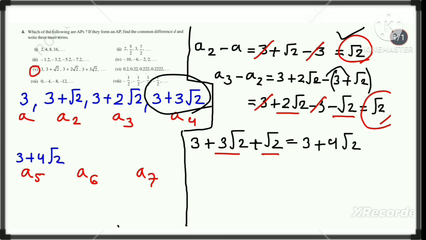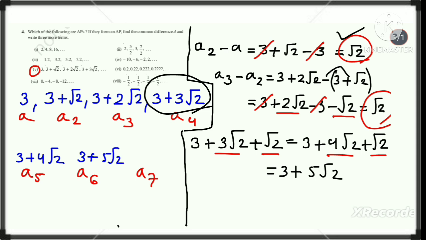Again, if we add the common difference to the fifth term, then we obtain 3 plus, here is 4 root 2 and here is 1 root 2. After adding, here will be 5 root 2, and this is the sixth term. 3 plus 5 root 2.